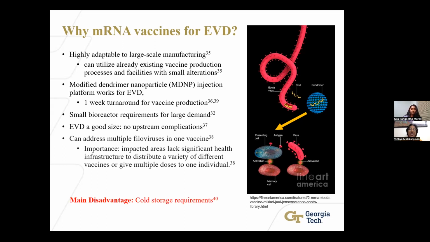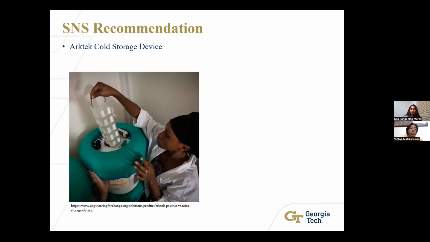All of that being said, it does have a main disadvantage, which is similar to and also a disadvantage of viral vector vaccines, which is cold storage requirements. They have to be kept pretty cold for the mRNA to remain effective. And that's why we suggested adding the ArcTech cold storage device to the national stockpile. The ArcTech cold storage device basically keeps vaccines cold using just ice packs and its own internal insulation systems.